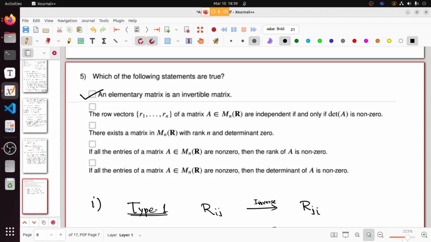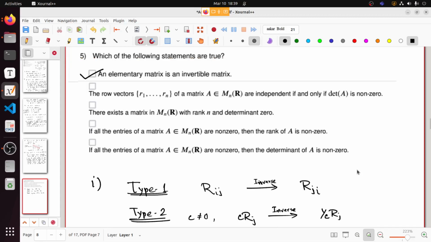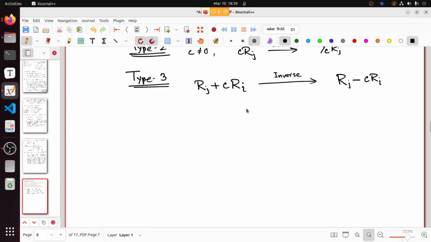Now the next option is saying that the row vectors of the matrix A in MnR are independent if and only if the determinant of A is non-zero, right? If the row vectors are independent, then the determinant should be non-zero. So this option is correct. A similar problem was done in the class. There it was done: if the column vectors are independent, then the determinant of A is non-zero. So this is similar, right? So what you will do is simply take the transpose of the matrix.